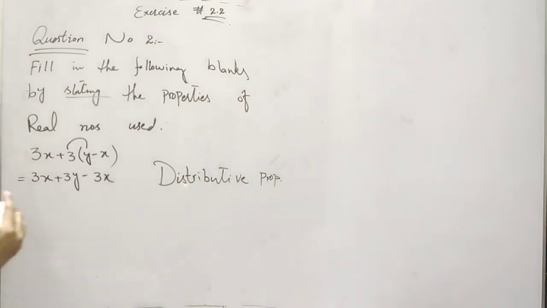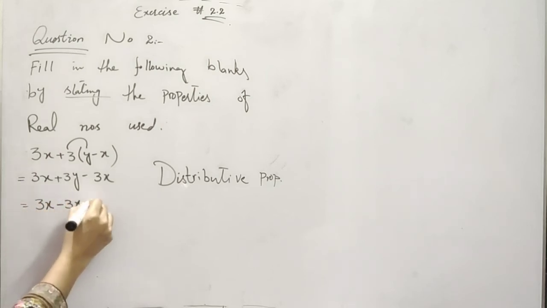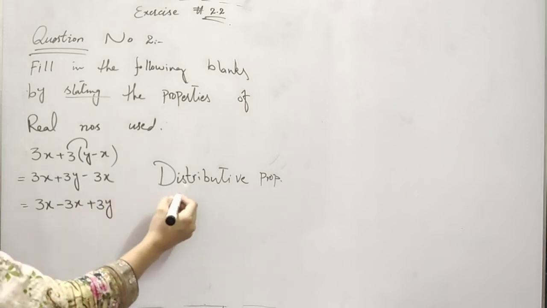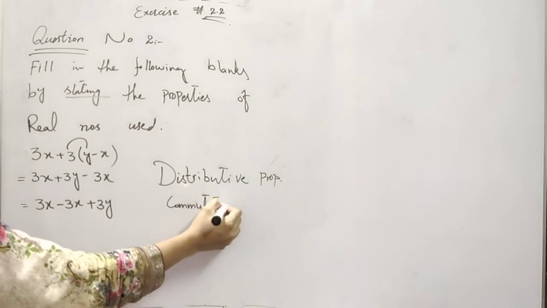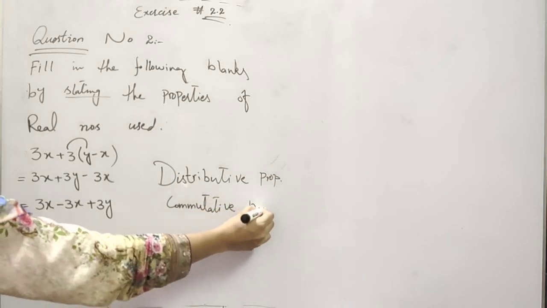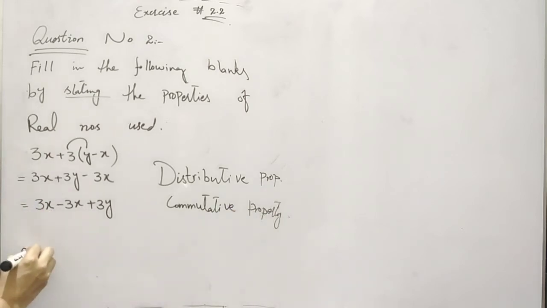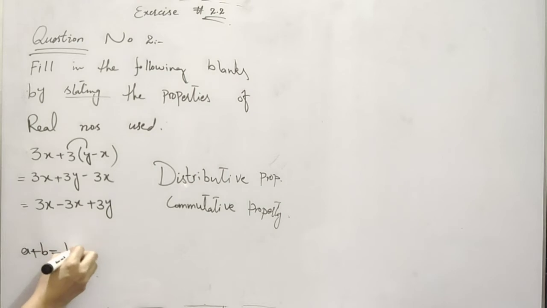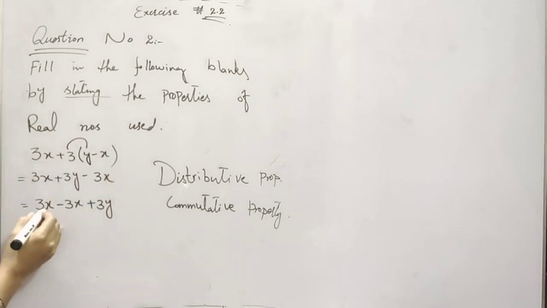Okay, next: 3x minus 3x plus 3y. This is the commutative property, because the commutative property says that a plus b is equal to b plus a. So we can easily change its place. This will become 3x minus 3x plus 3y.